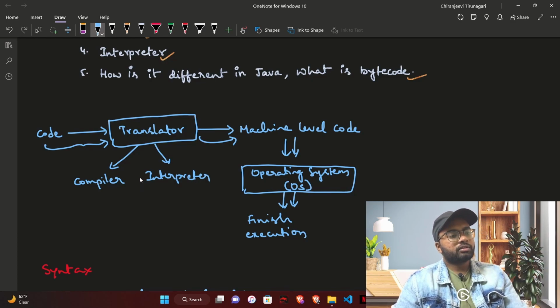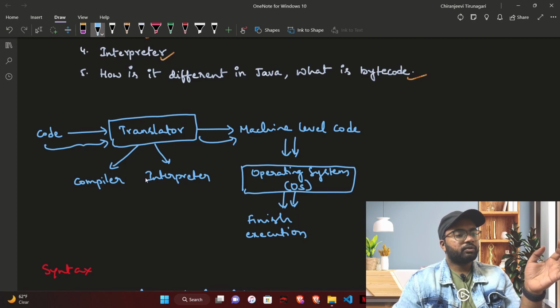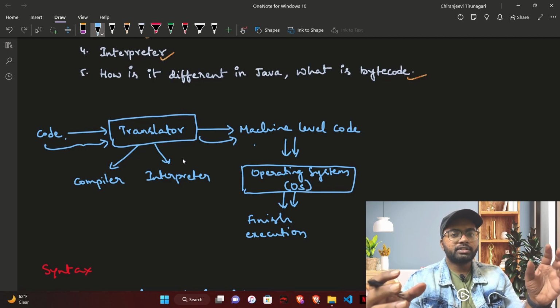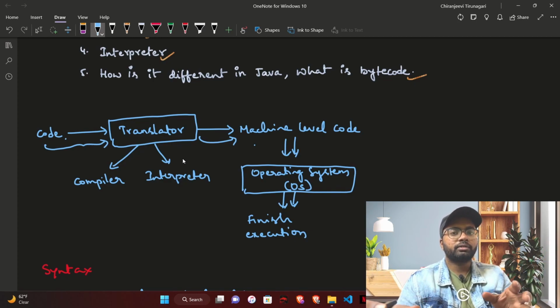Let's see what basically both of them are doing. Both of them do the same thing, converting the code into machine level code. But the difference between them is how they do that. The compiler does it in one way and the interpreter does it in another way. So that's the difference in how they do it, but both do the same thing.